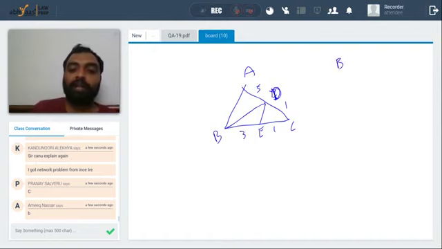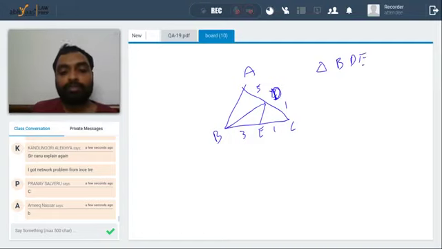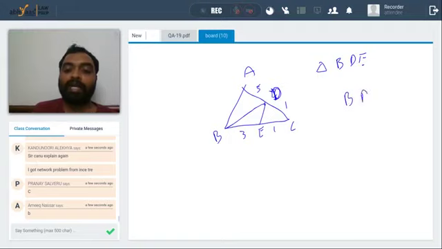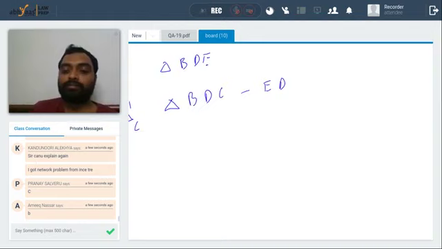He is asking the shaded part. That means triangle BDE. If I wanted to find out triangle BDE, observe this one carefully, the shaded part. Can I find out the whole triangle BDC? Yes or no? That means using the ABC triangle, I am finding out triangle BDC. From triangle BDC, I'll remove the area of triangle EDC. Then I'll get the required answer, the shaded part.